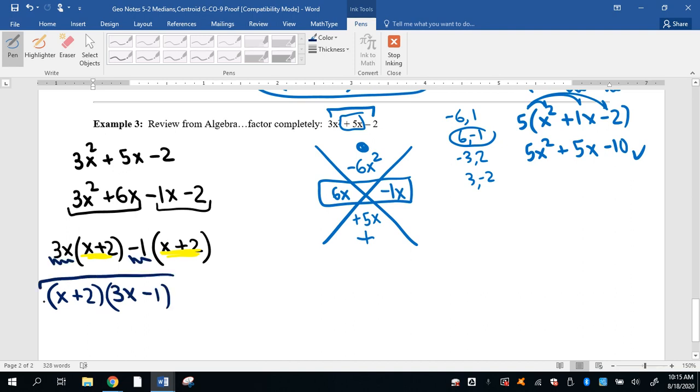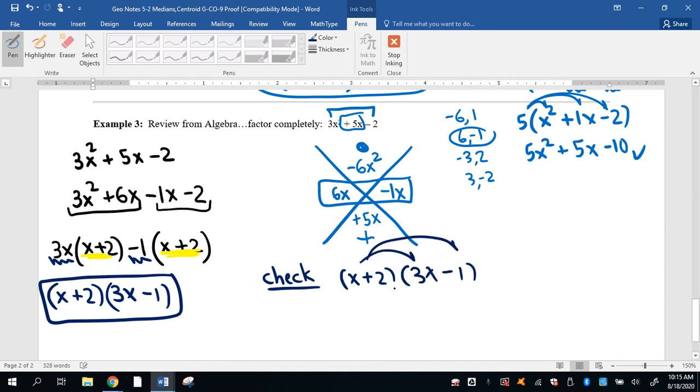That is our answer. Because we're in geometry, we are going to check our work. So we're going to rewrite x plus 2 times the quantity 3x minus 1, distribute, and we have a 3x squared minus 1x plus 6x minus 2. Adding like terms, 3x squared plus 5x minus 2, and that is what we started with originally. So we did it well.